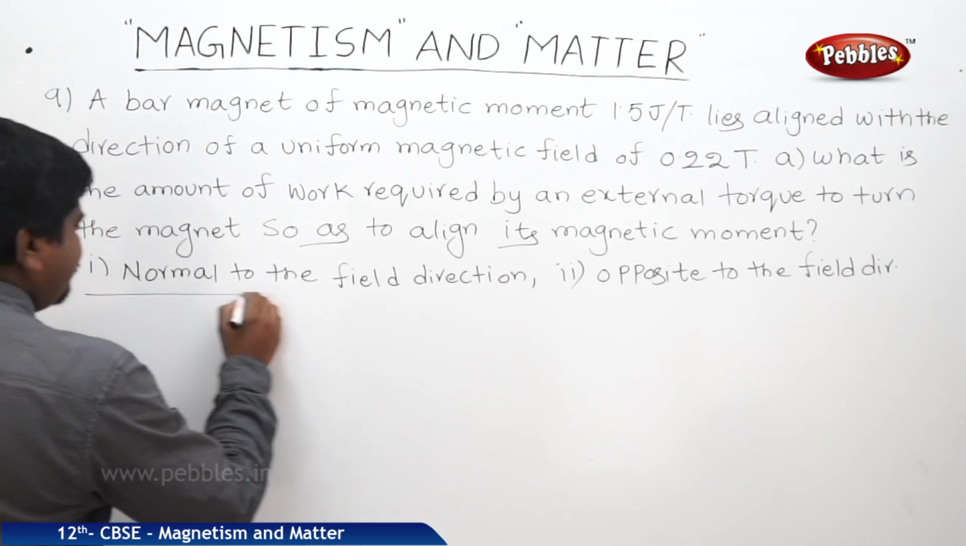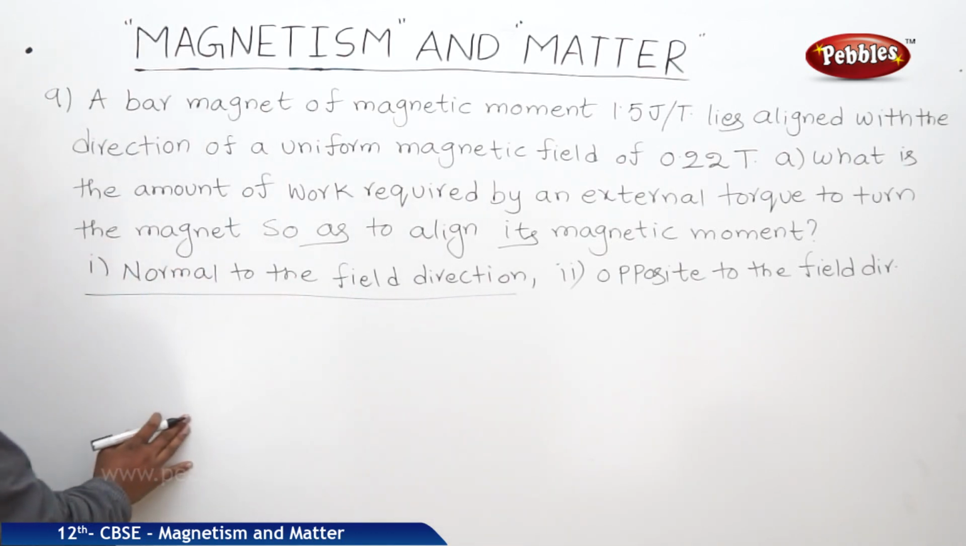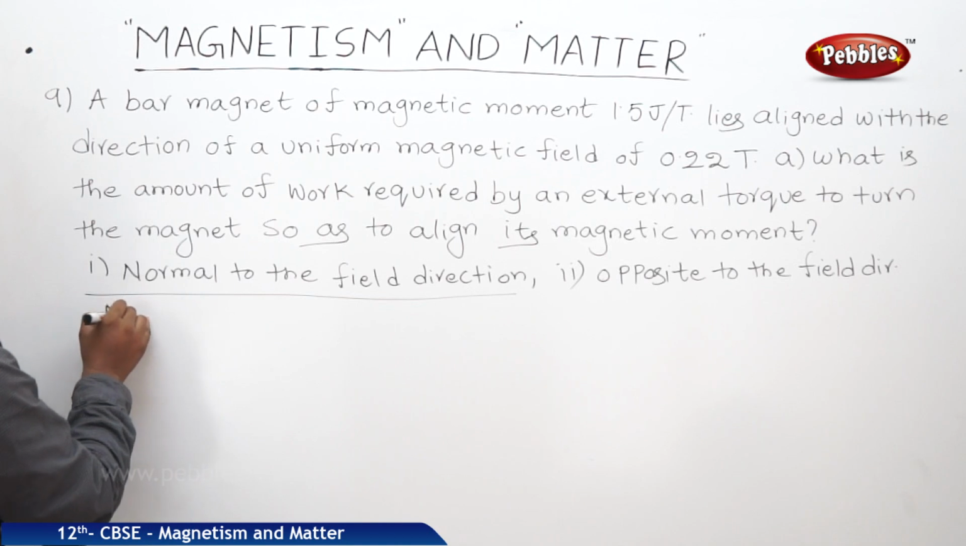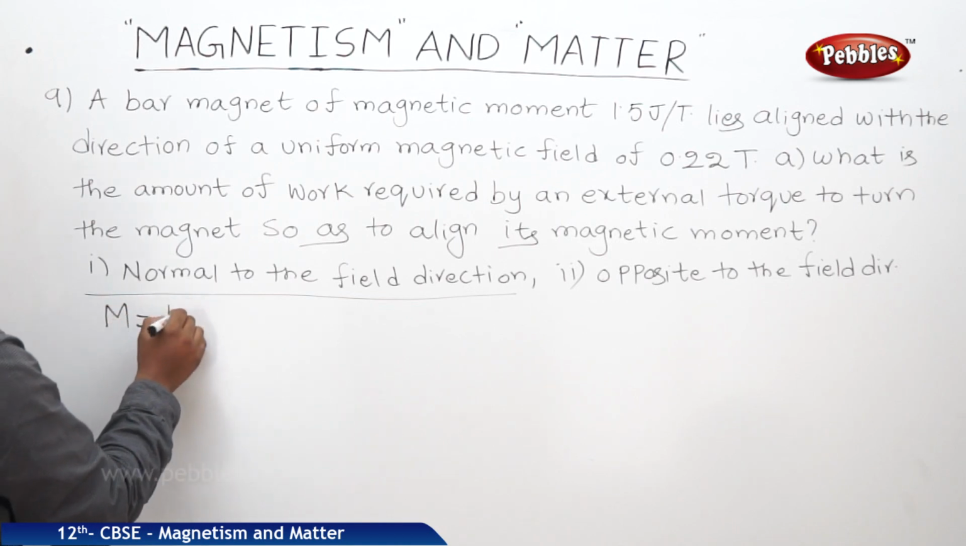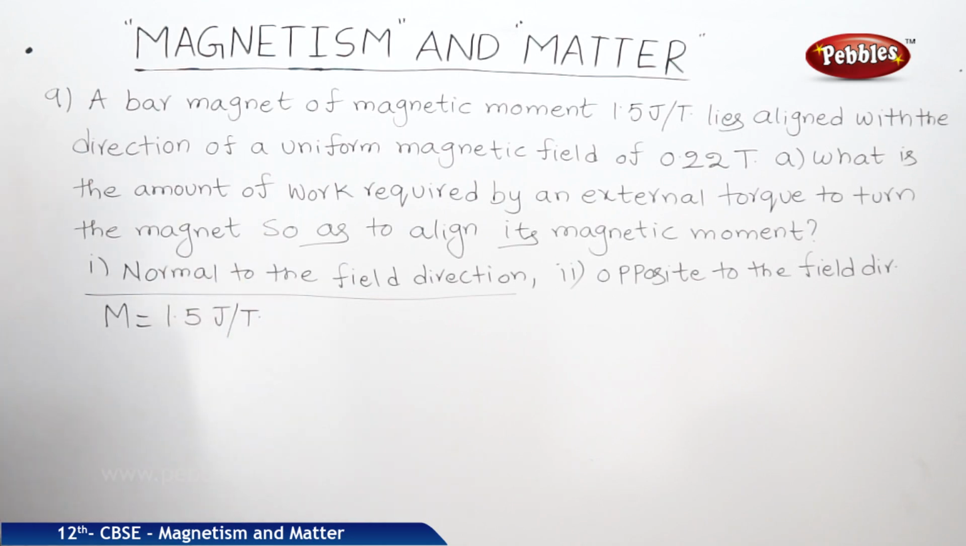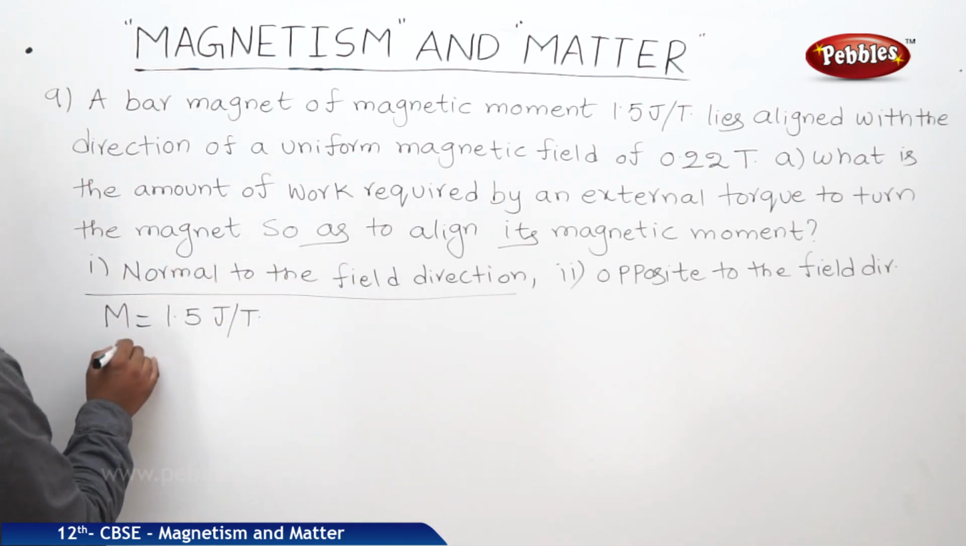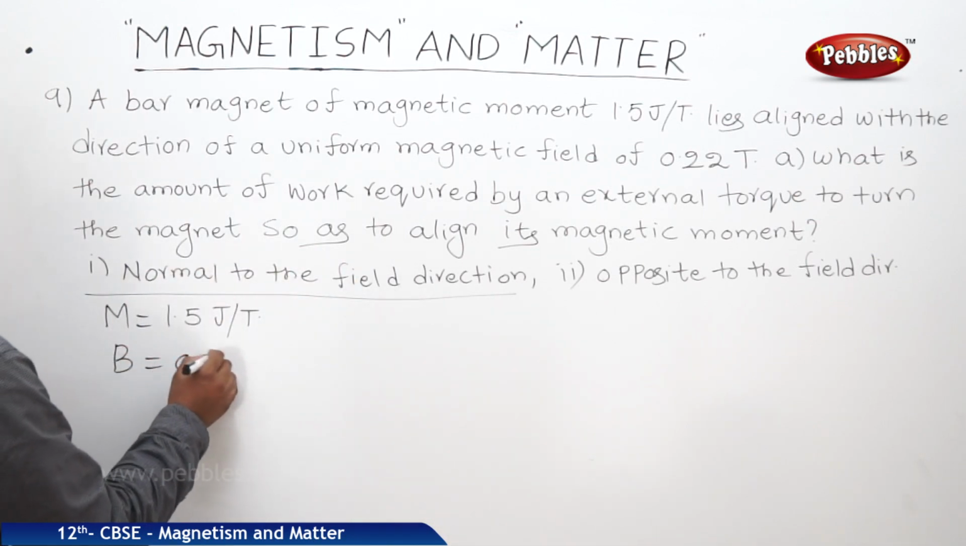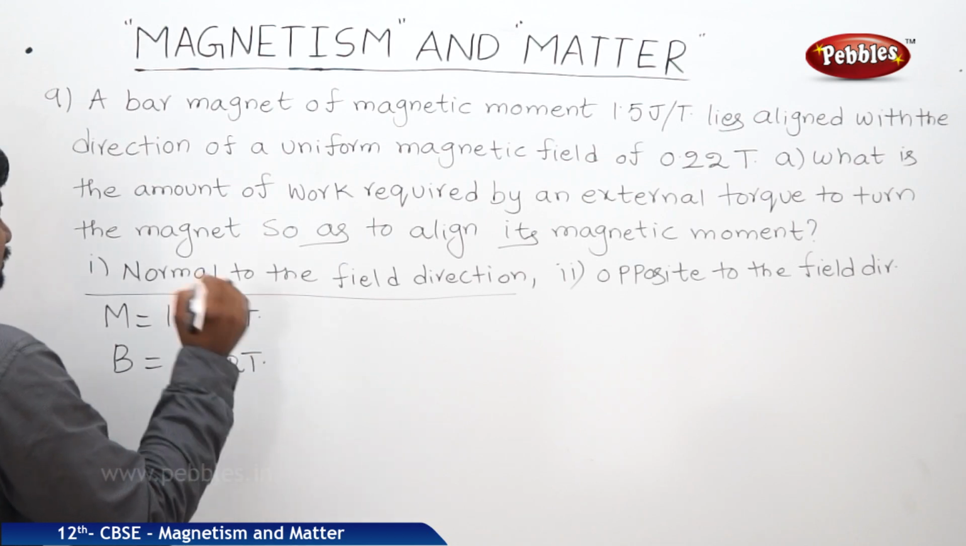So we should write the physical quantities that are present in the problem. Magnetic moment m is equal to 1.5 joules per Tesla, lies aligned with the direction of a uniform magnetic field of 0.22 Tesla. So B is equal to 0.22 Tesla.